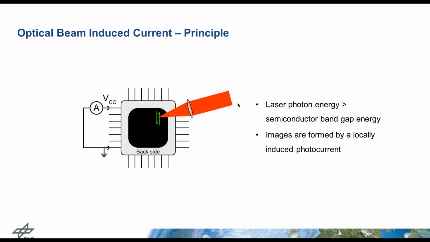And the wavelength, or the energy, of the laser is above the semiconductor bandgap energy. That means with the laser, we can produce free charges. So when we scan over the IC, we generate a photocurrent everywhere. And what you have to do is measure it somewhere. In this example, we measure the photocurrent between the power supply and the grounding pin of an IC.